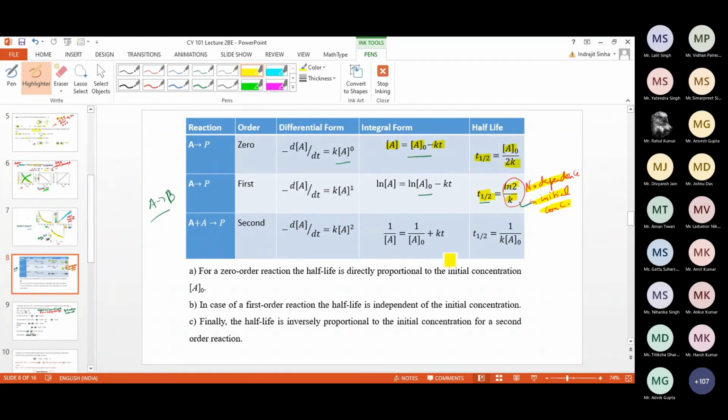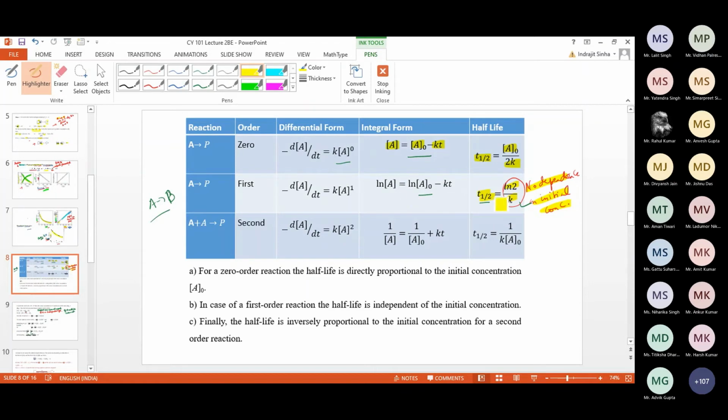So you can see that for zero order, the half-life expression T half is proportional to the initial concentration A0. So you can do reactions with different initial concentrations of the same substance and then plot them against the T halves, and if it follows a directly proportional graph, then it is zero order kinetics, right?